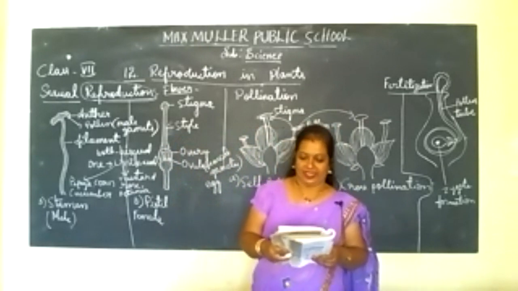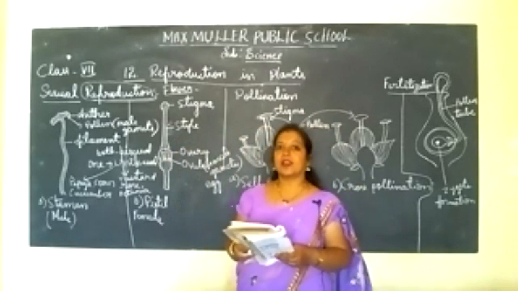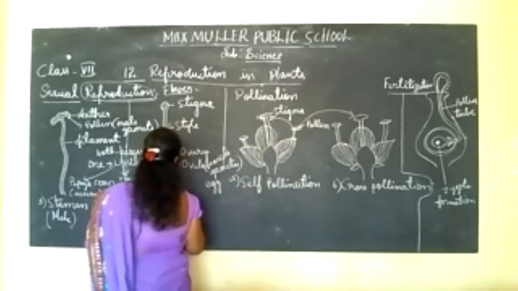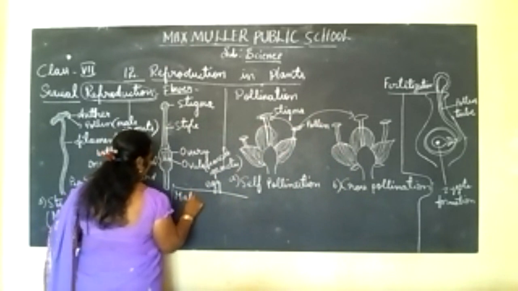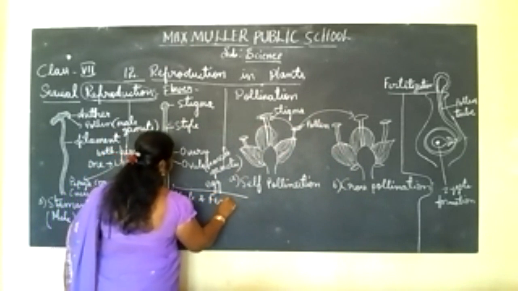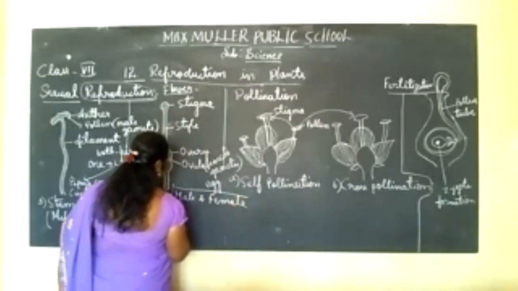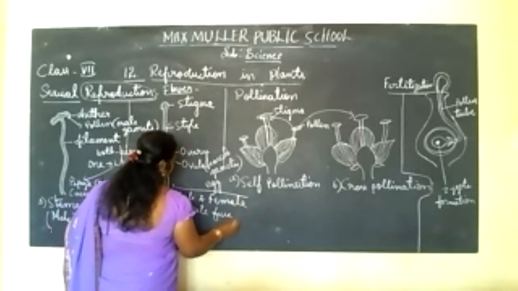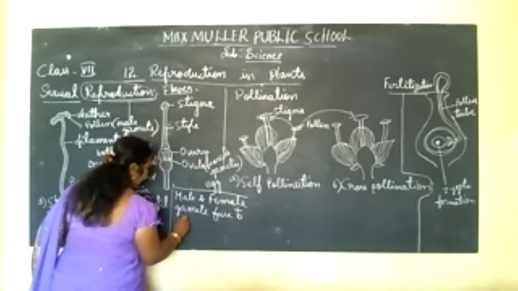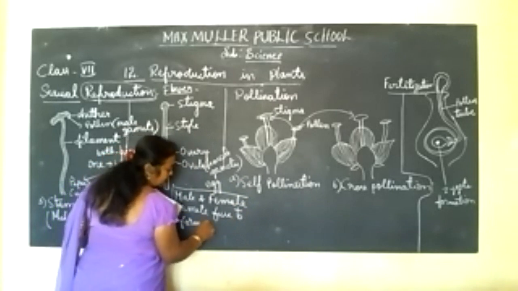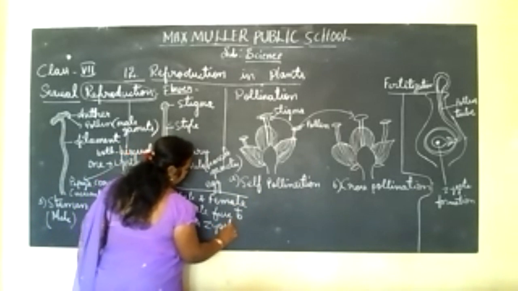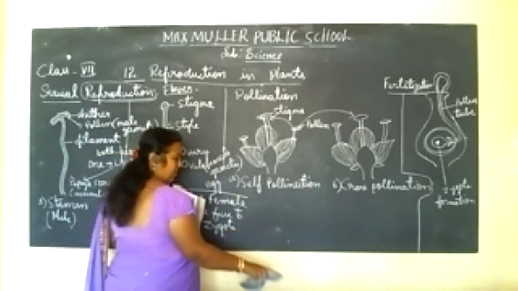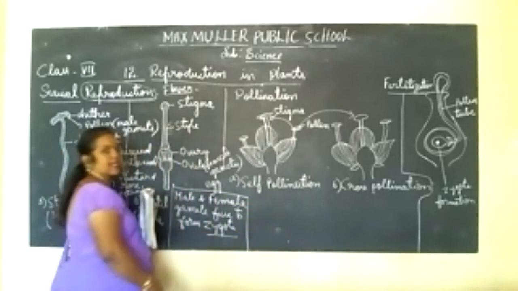Understand? So in sexual reproduction, what happens? The male and female gametes fuse to form a structure called a zygote. So what is a zygote? What is zygote formation? It is a new word to use, zygote.